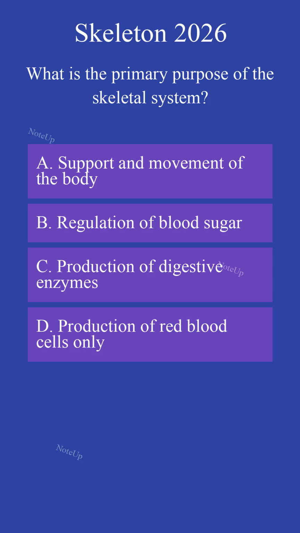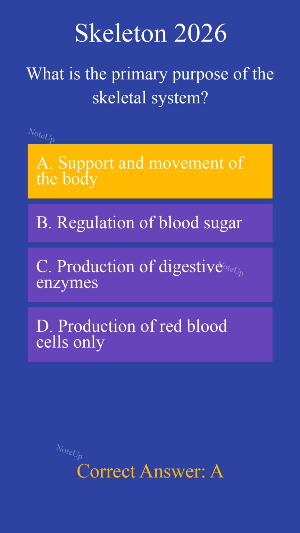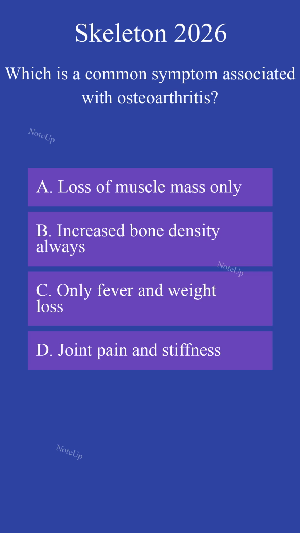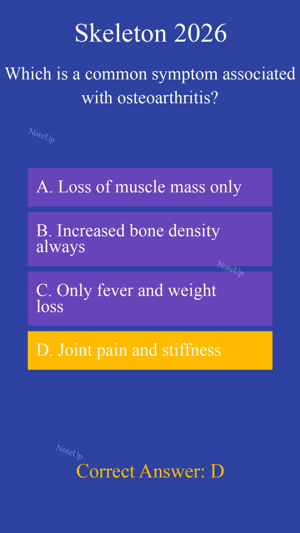What is the primary purpose of the skeletal system? The correct answer is A, support and movement of the body. Which is a common symptom associated with osteoarthritis? The correct answer is D, joint pain and stiffness.